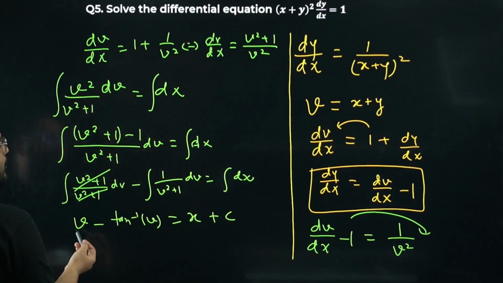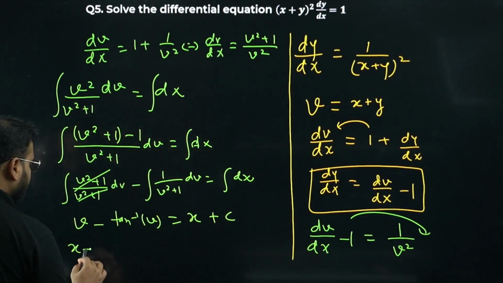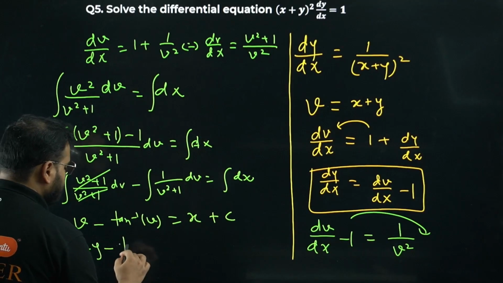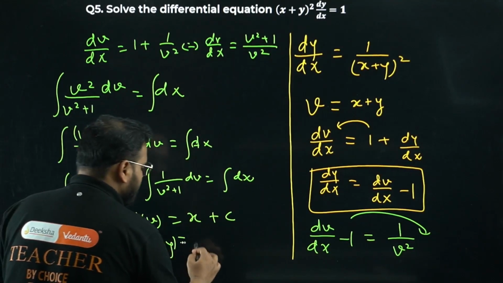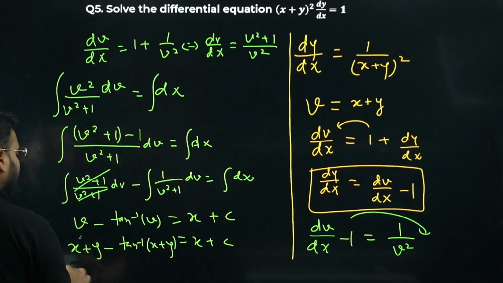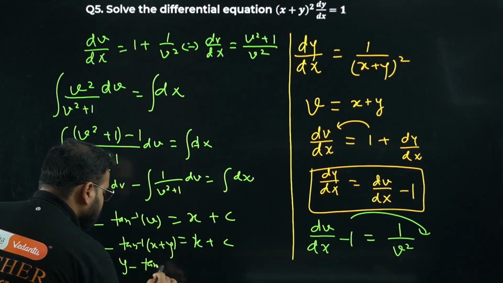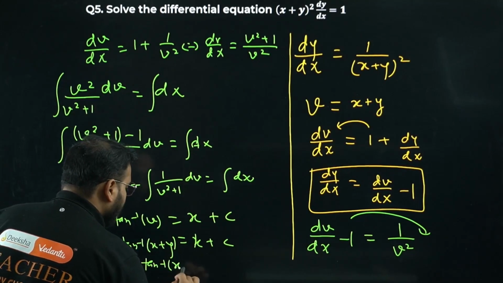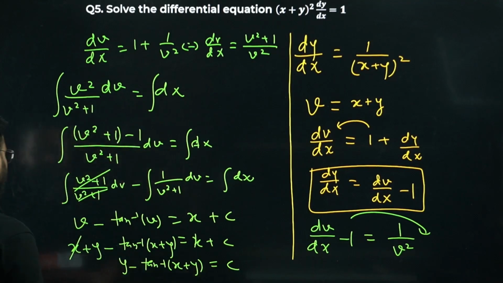What is the v value? The v value is x plus y. So replace v everywhere with x plus y. So x plus y minus tan inverse of x plus y equals x plus c. x and x cancel, giving me the answer as y minus tan inverse of x plus y equals c. This is your answer.